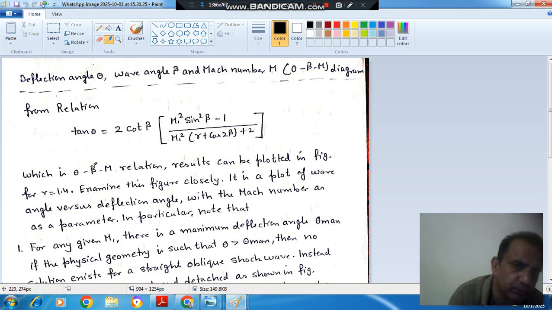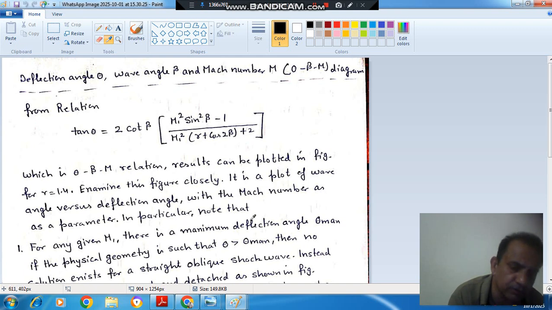I will read this first point, or introductory part, also. From the relation tan theta is equal to 2 cot beta times [M1 squared sin squared beta minus 1] divided by [M1 squared (gamma plus cos 2 beta) plus 2], which is the theta-beta-M relation, results can be plotted in the figure as we have seen, for gamma equal to 1.4. Examine this figure closely. It is a plot of wave angle, beta, versus deflection angle, theta, with the Mach number as a parameter.